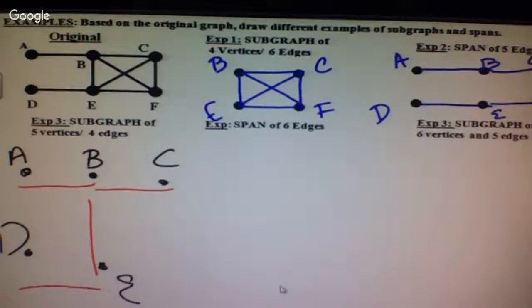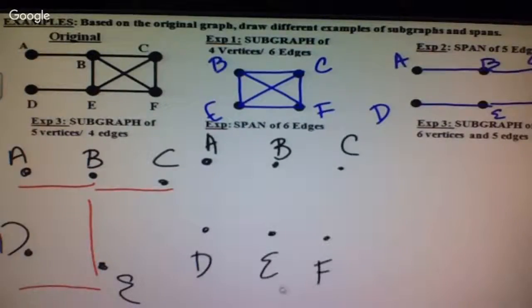Okay, this middle example says a span. A span says I have to use all of my dots. So I need A, B, C, D, E, and F. That's it, right? Okay, I need to connect with 6 edges.